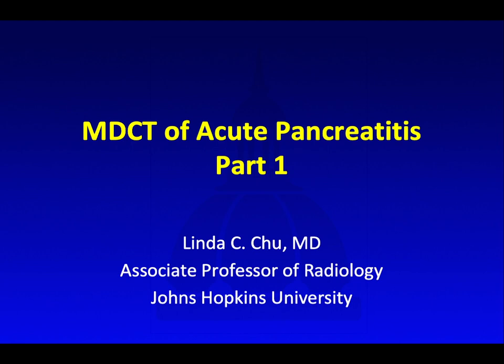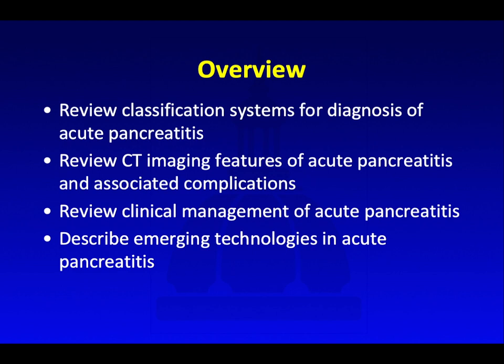I'm an Associate Professor of Radiology at Johns Hopkins University, and today we will talk about multi-detector CT evaluation of acute pancreatitis. We'll review the classification systems for diagnosis of acute pancreatitis, go over some CT imaging features of acute pancreatitis and associated complications, briefly go over the clinical management of acute pancreatitis, and describe some emerging technologies in acute pancreatitis.